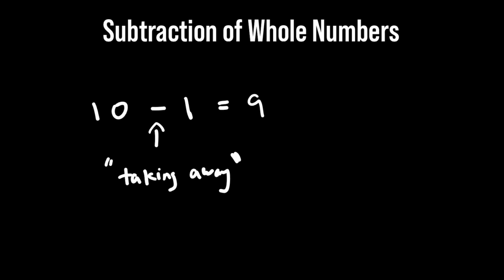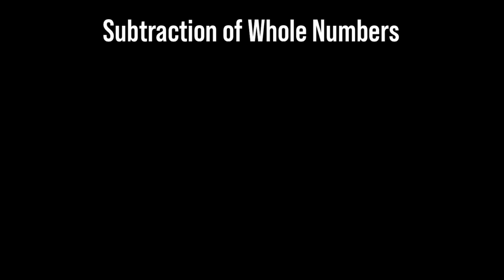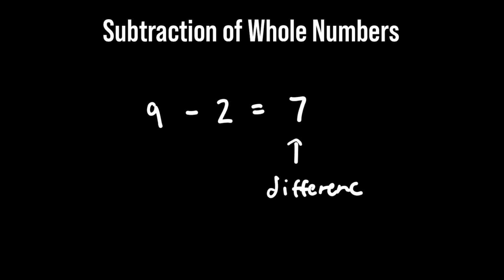And so you can use this term in a sentence so that the equation makes more sense. Some people might say 10 take away 1 would be 9. And for a lot of people, that's a good way to understand how subtraction works. Whenever you have a number and subtract another number from it, the answer is called the difference. So 7 would be the difference here. 7 is the difference between 9 take away 2.